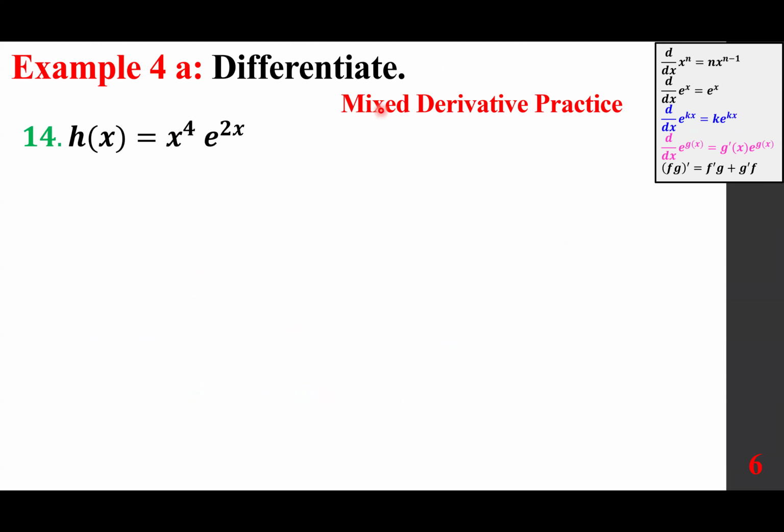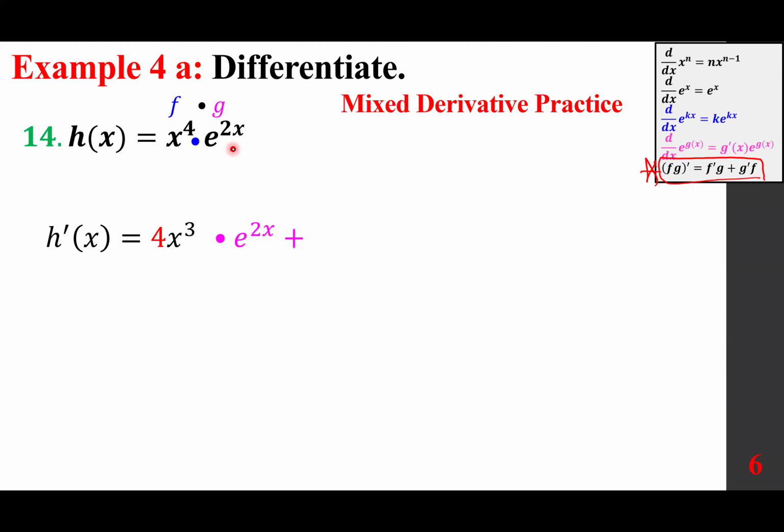Just in case, this is question 14 of the mixed derivative test. So we are multiplying x to the power of 4 by e to the power of 2x. We put a raised dot and we call it f g, and we are going to use the product rule, f prime g plus g prime f. So f prime is 4x cubed times g, e to the power of 2x, plus g prime.